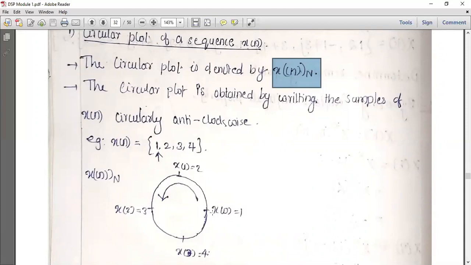Then look at the x of 0 values. Here x of 0 is equal to 1, the first term. X of 1 is equal to the second term, that is 2. X of 2 is equal to the third term, that is 3. X of 3 is equal to the fourth term, that is 4.